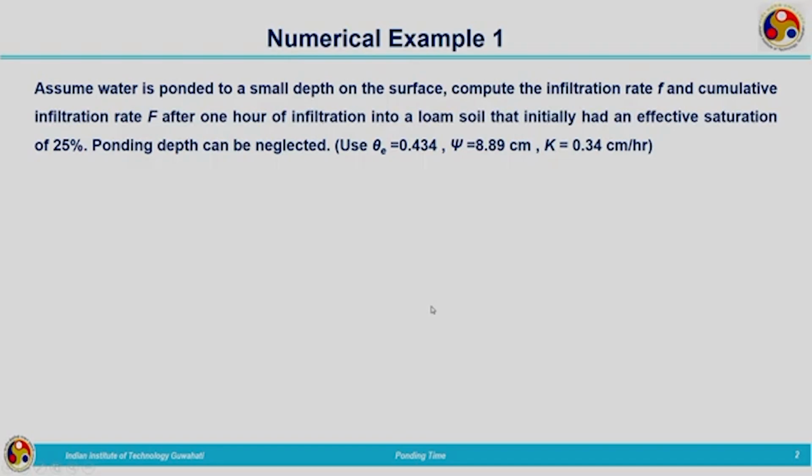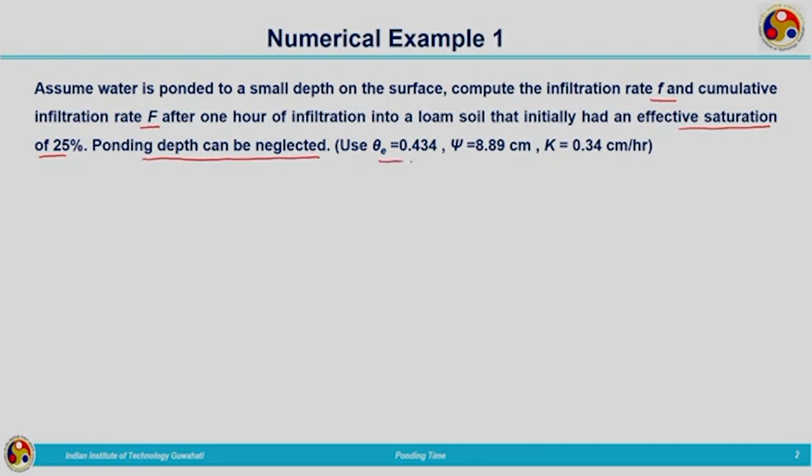So, today we will work out some numerical examples related to the Green-Ampt equation to make the concepts clearer. First example: assume water is ponded to a small depth on the surface. Compute the infiltration rate f and cumulative infiltration F after 1 hour of infiltration into a loam soil that initially had an effective saturation of 25%. Ponding depth can be neglected.